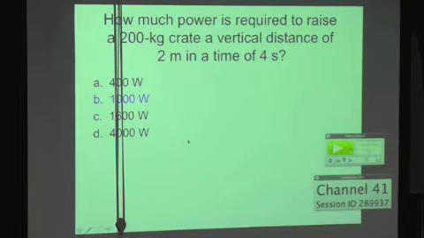Overwhelmingly answer B. You're right. 4,000 joules energy in 4 seconds. 4,000 divided by 4 is 1,000 watts. Joules per second. Same thing as a watt.